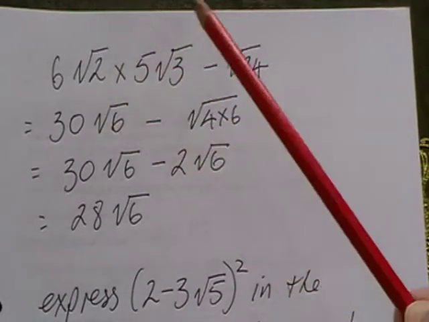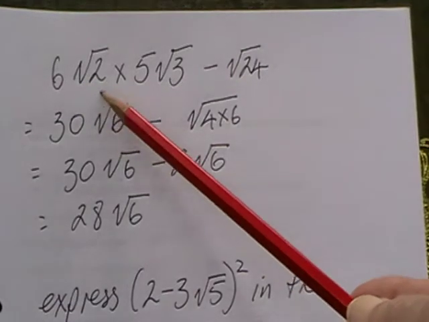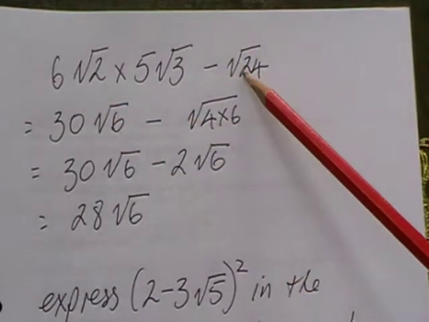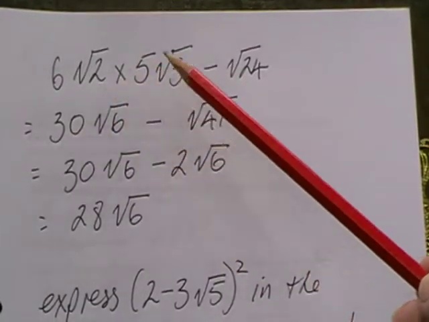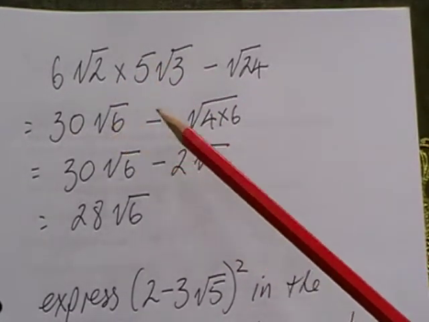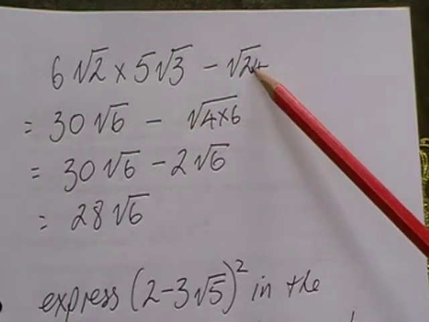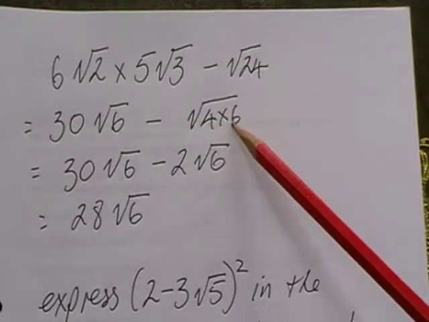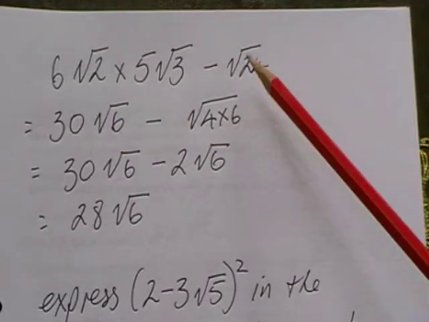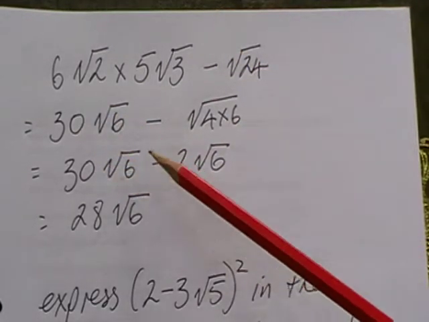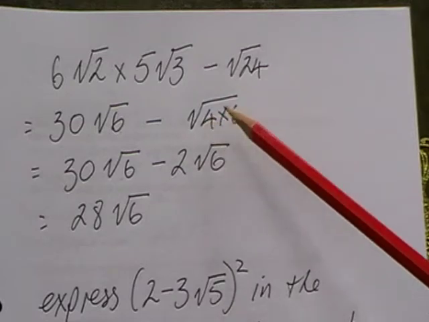Again, simple questions. We have 6 root 2 times 5 root 3 minus root 24. From here, 6 times 5 gives us 30, and root 2 times root 3 gives us root 6. Minus, and I split the 24 into root 4 times 6, thinking ahead of root 6 here and having to have a root 6 here. So we have 30 root 6 minus root 4 times root 6.